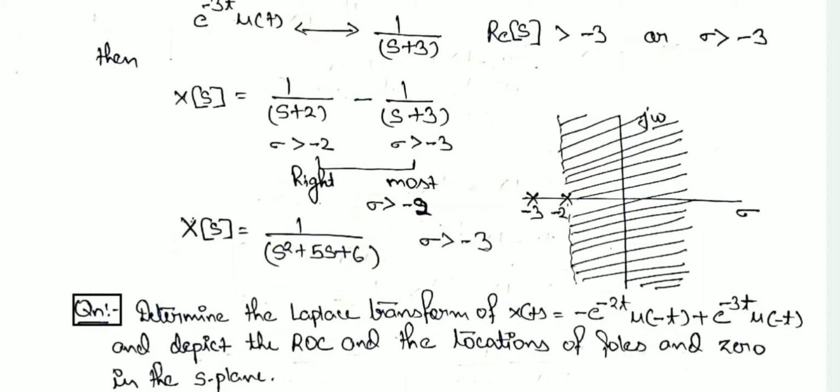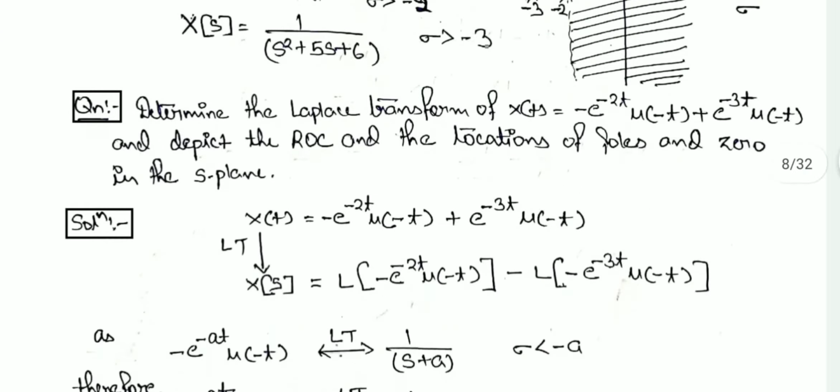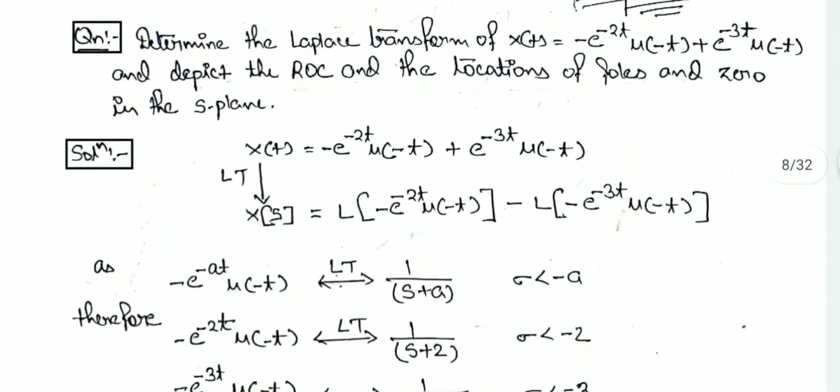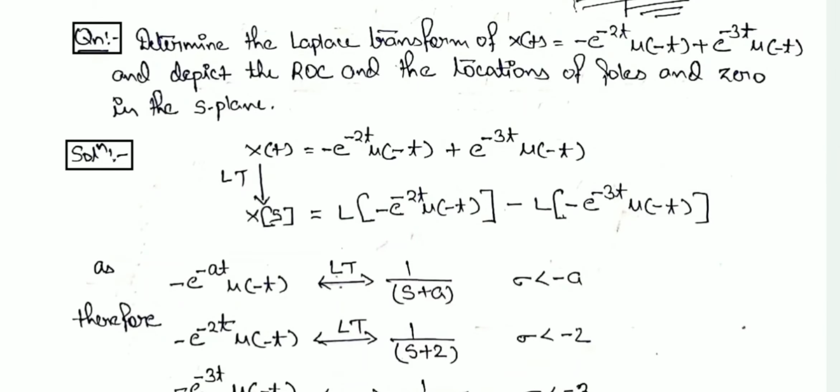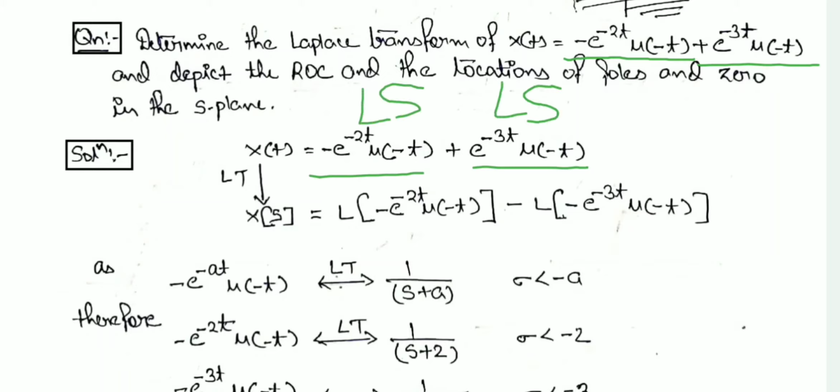Okay, moving to the next. Our next problem is to determine the Laplace transform of minus e to the power minus 2t u(minus t) and minus e to the power minus 3t u(minus t). Both signals are now left-sided signals, and when we plot them, they look like this.